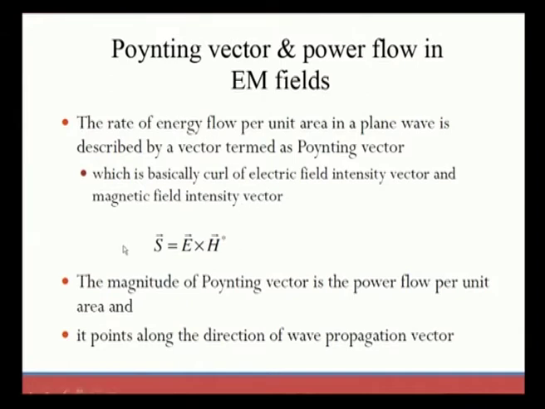The magnitude of the Poynting vector is the power flow per unit area, and it points along the direction of the wave propagation vector. That is why we need a Poynting vector. It describes the rate of power flow. The magnitude of the rate of power flow is defined by this equation, and also the direction of propagation of the wave can be found out.